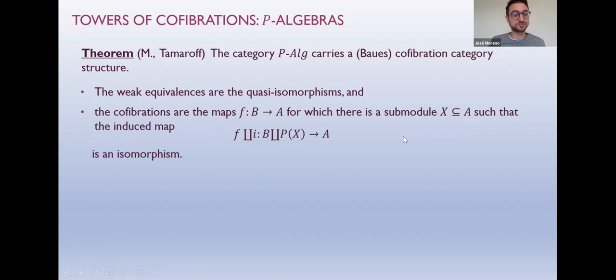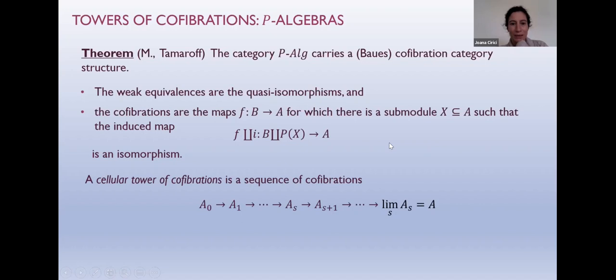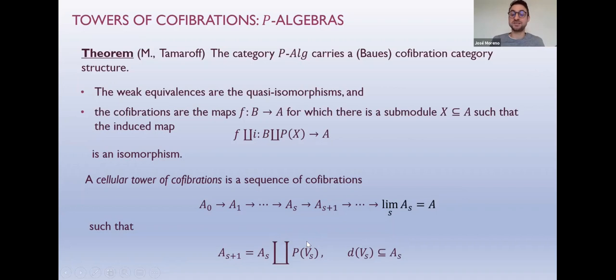Okay, so with this notion of cofibration, we want to define what a cellular tower of cofibrations is. A cellular tower of cofibrations is a sequence in which at each step you create a new algebra by freely attaching generators, but like in the CW complex case, you are only allowed to glue generators of a specified degree, and the differential has to kill some cycles in the previous algebra.